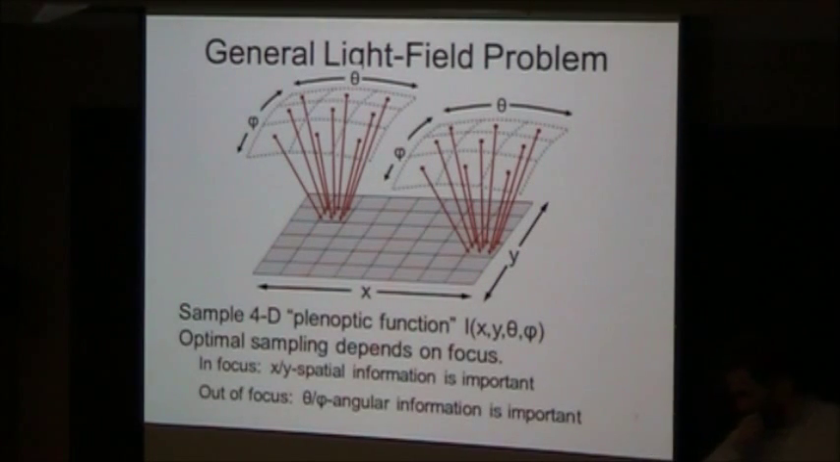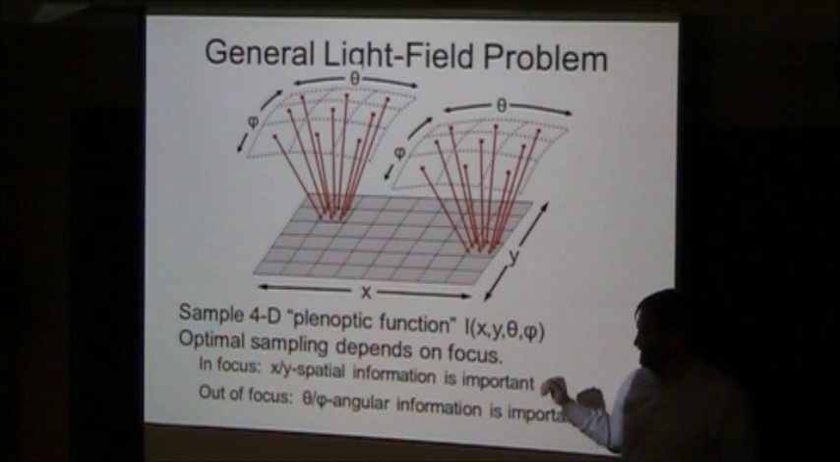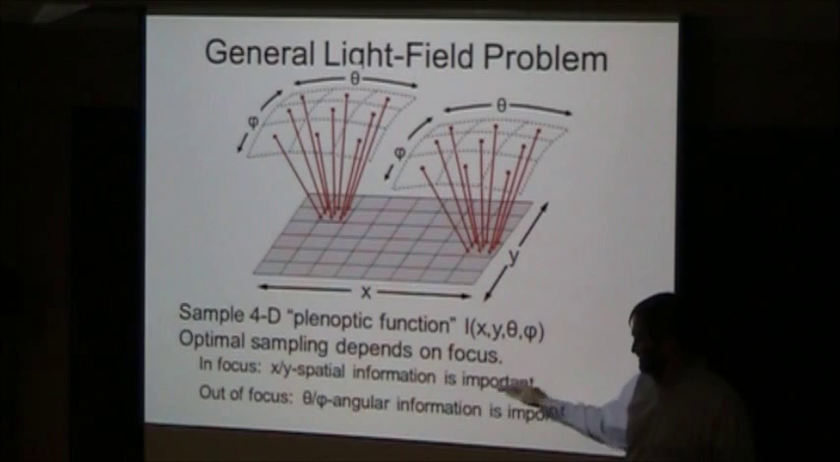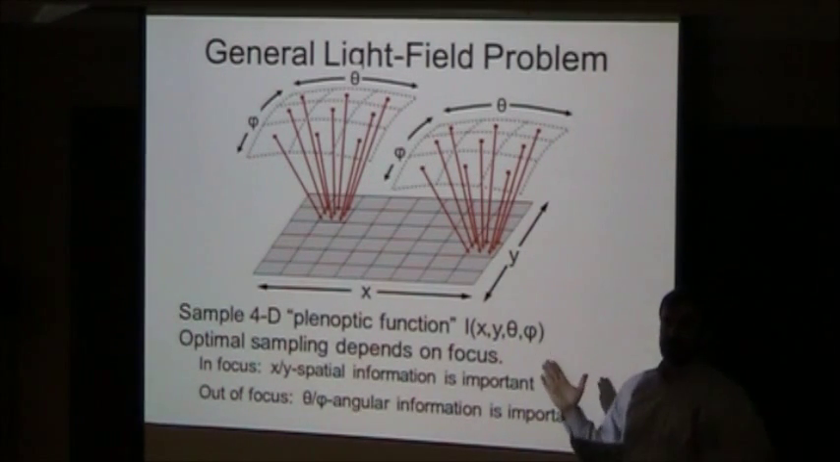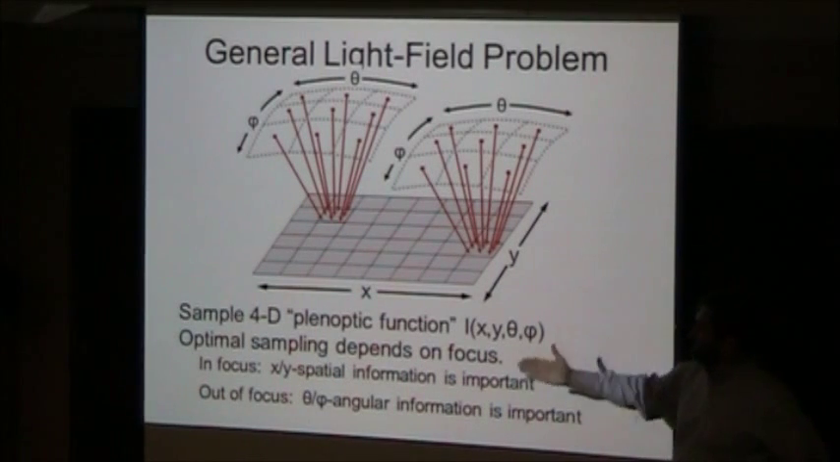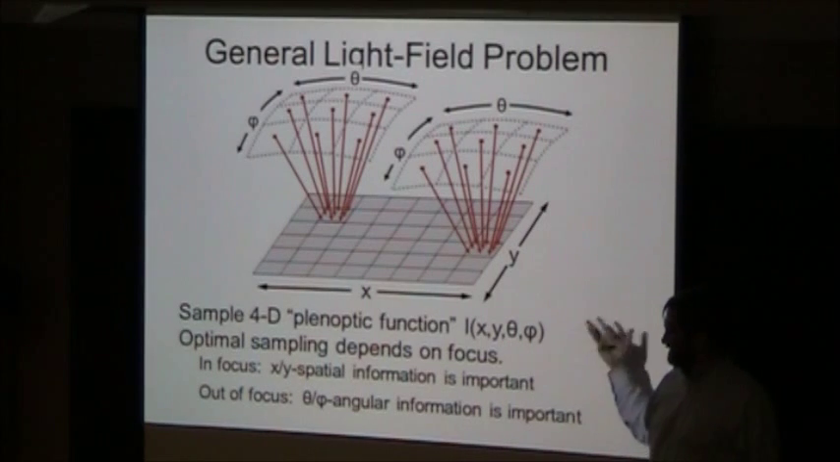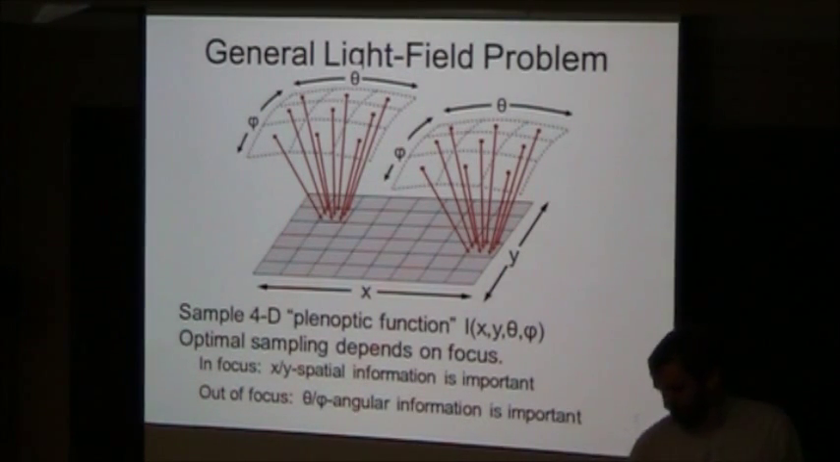That's right. So now an interesting point to make is that the optimal sampling of the plenoptic function actually depends on your focus. If you're in focus, then you don't really need theta and phi. X, y is enough. But if you're out of focus, you start losing spatial information, things blur, but now there's actually more angular information present. So part of the game is to do a good job sampling this 4D function that's aware of this trade-off that happens across different focal situations. So that's the light field side of things.